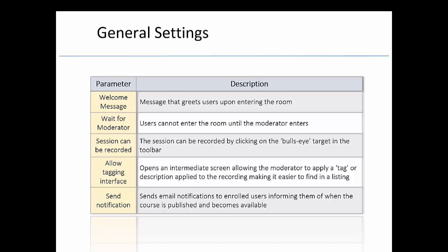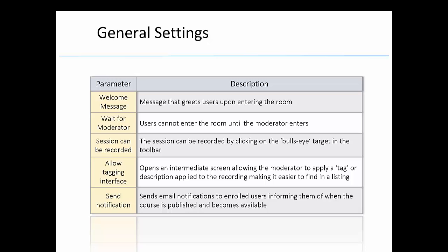By default, anything that's conducted in a CBSI-Connect room is capable of being recorded. You can turn that capability off if you so choose to. Recordings are actually turned on or off when you're in the room using what's called a bullseye target that's found in the toolbar. Allow tagging interface.